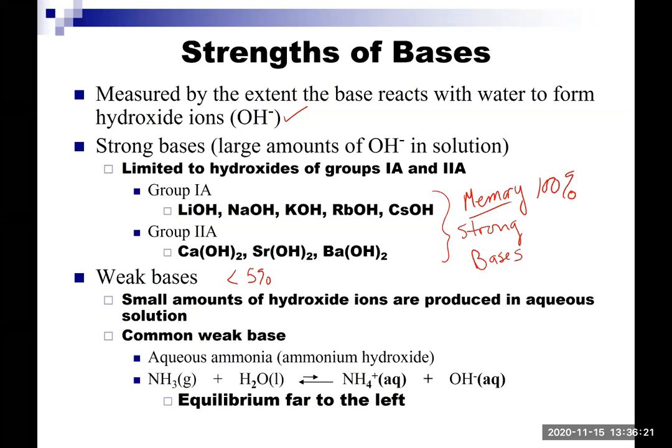The equilibrium of this reaction is very far to the left. In other words, we have a very small amount, less than 5% ions in solution, and we have greater than 95% of the original base, NH3, which is a weak base, in solution.